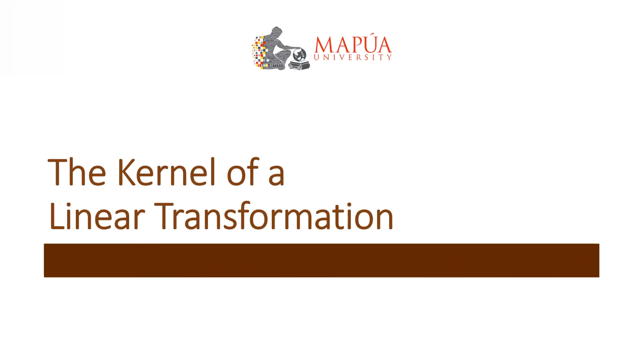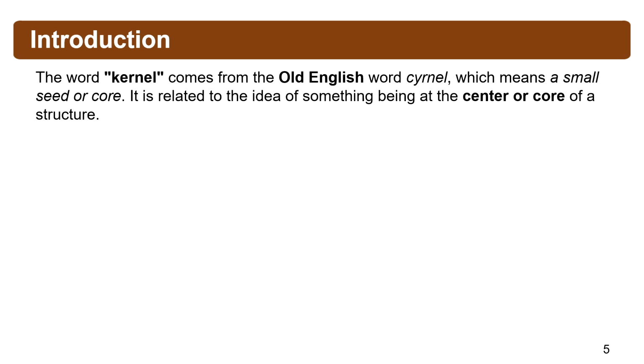So, the kernel of a linear transformation, what is this? The word kernel comes from the Old English word kernel, which means a small seed or core. It is related to the idea of something being at the center or core of a structure. Remember, when we create a structure, or anything that you want to create, you have to determine the center of that particular structure. And then why do we use this in linear algebra?